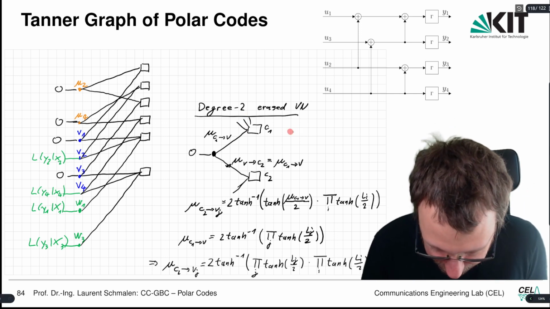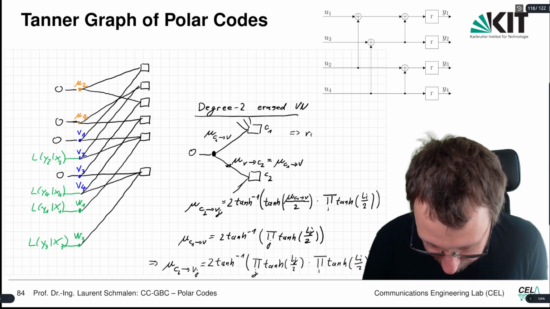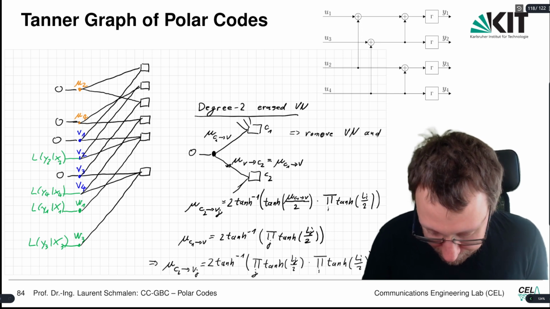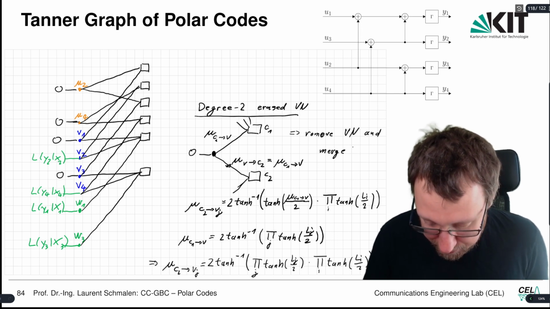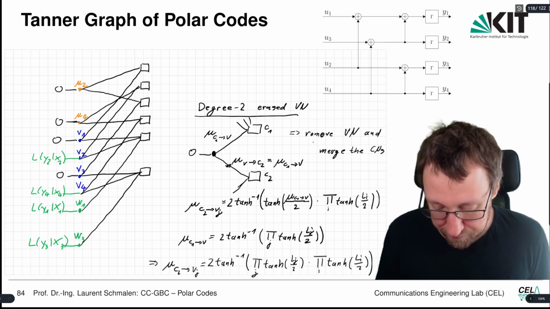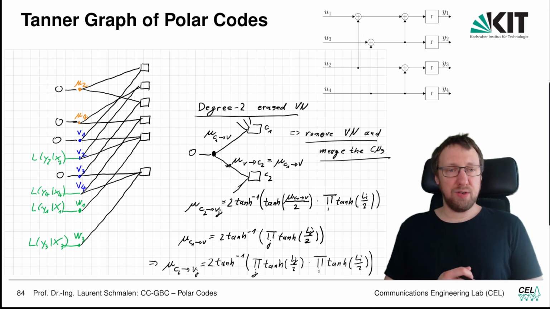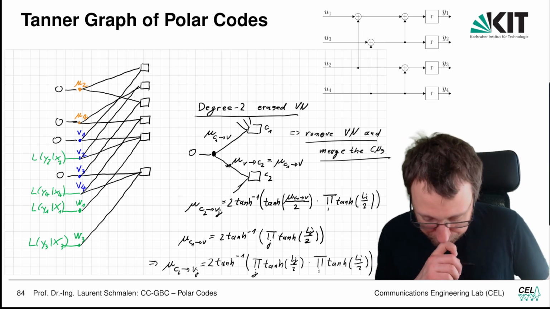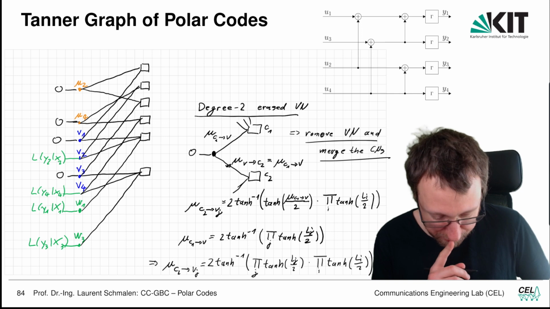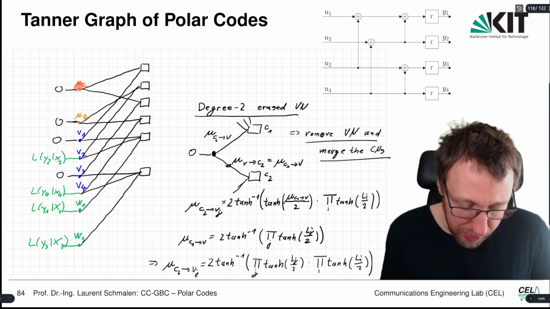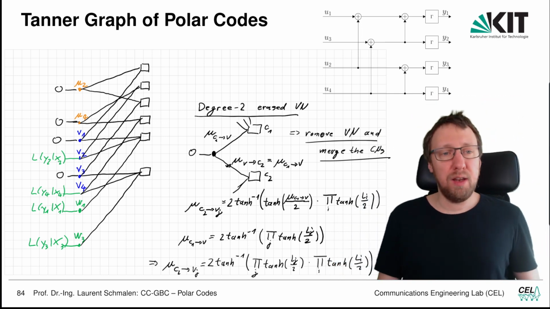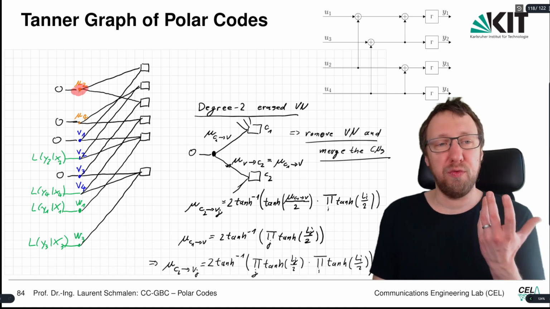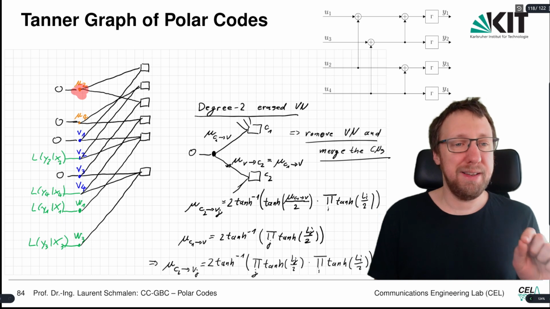So what we can do is remove the variable node and merge the check nodes. This is what we actually can do. So can we find such a variable node? Yes, there are 2 of these. We're not looking at those. We're only looking at the blue ones because we need those here. These are our information variable nodes, so we don't want to remove those. We want to keep those because this is where we get the information.